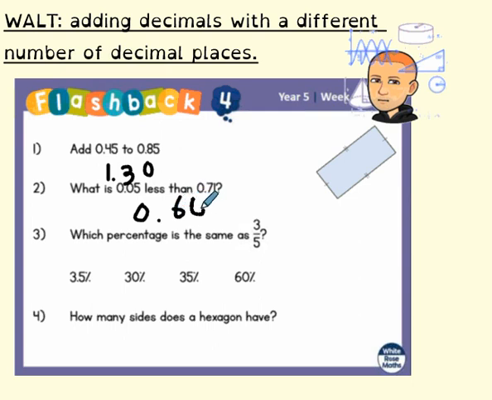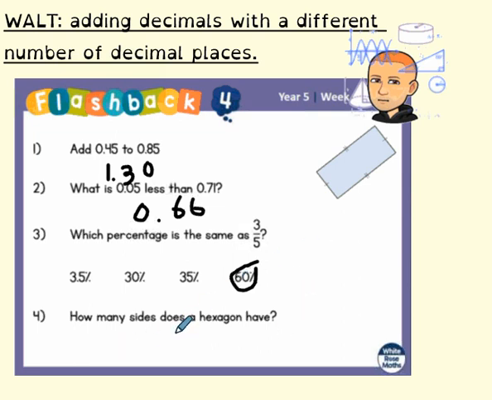0.66. Question 3. What percentage is the same as 3/5? 1/5 from our equivalence lesson a few days ago we said was 20%, 2/5, 40%, 3/5, 60%. So you hopefully wrote down or circled 60%.